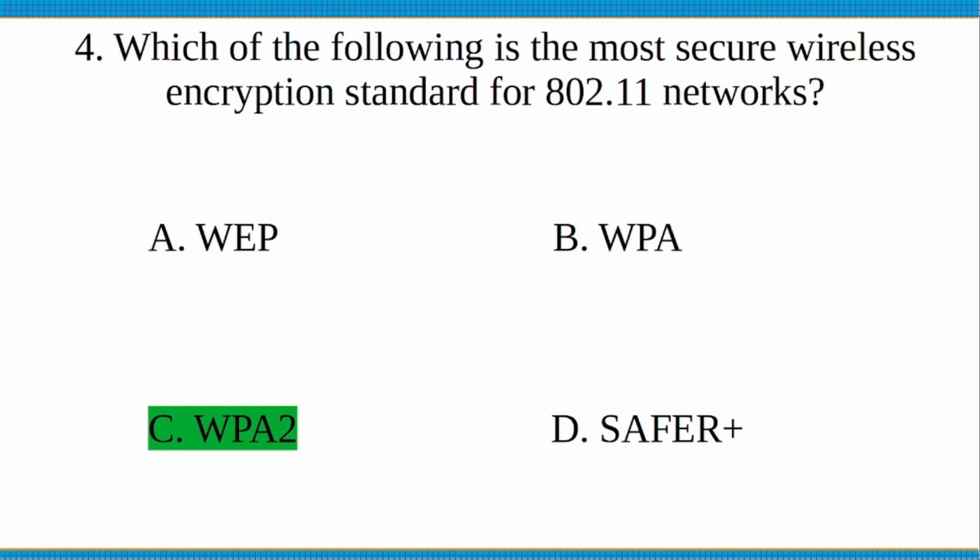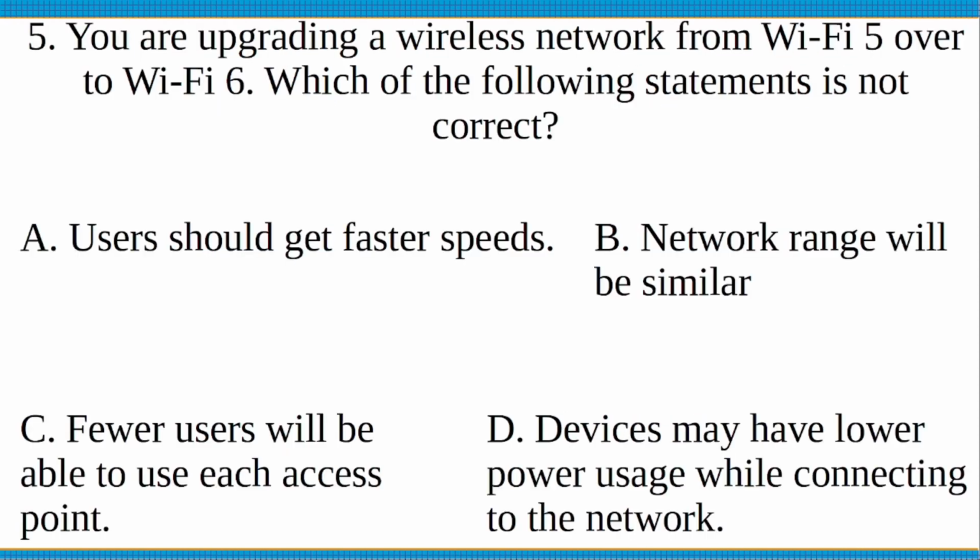So WEP was the original encryption standard developed for Wi-Fi networks, but it is easily hacked. WPA is an upgrade, but WPA2 is more secure and incorporates the entire 802.11i standard.